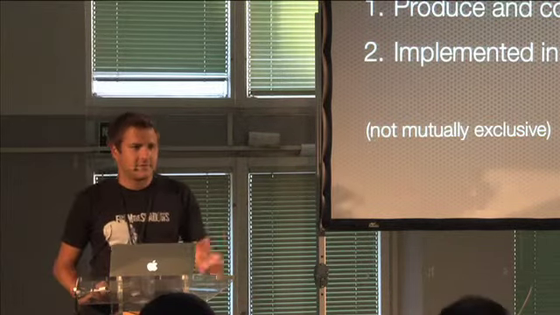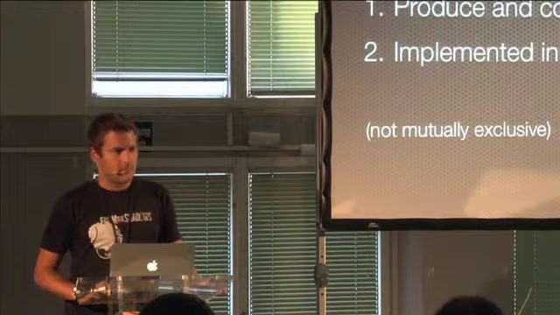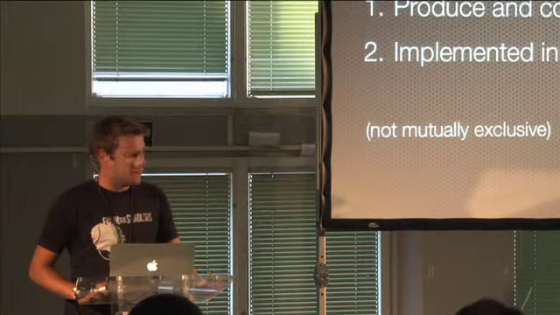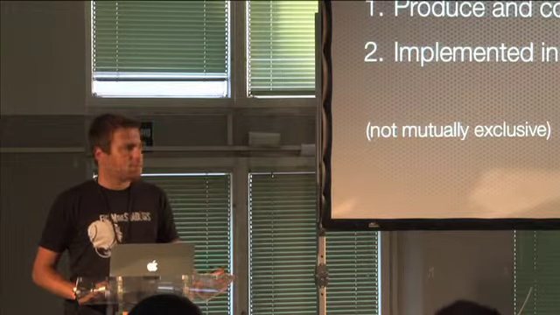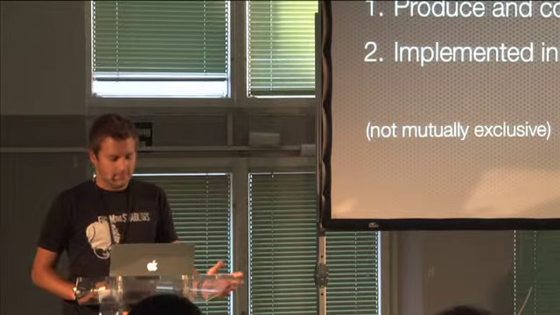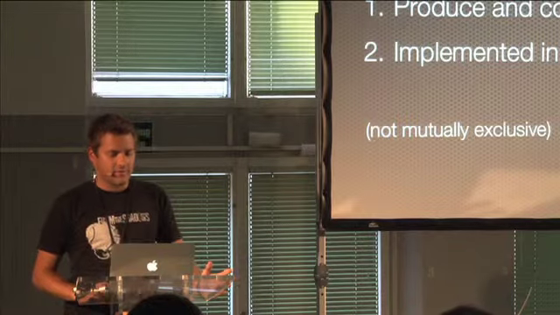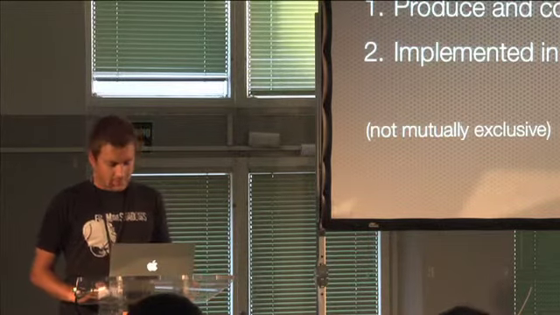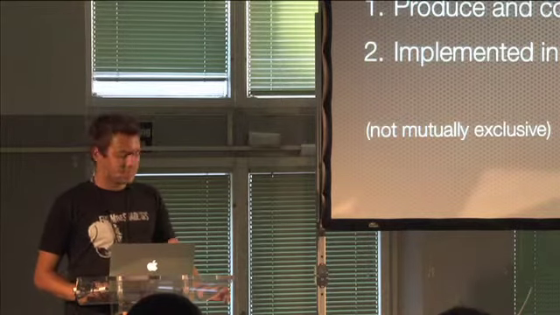So I'm going to talk about two kinds of compilers today: compilers that produce and consume JavaScript, and compilers that are implemented in JavaScript. Objective-J is a good example of one that produces JavaScript, and it's also implemented in JavaScript. So they're not mutually exclusive.